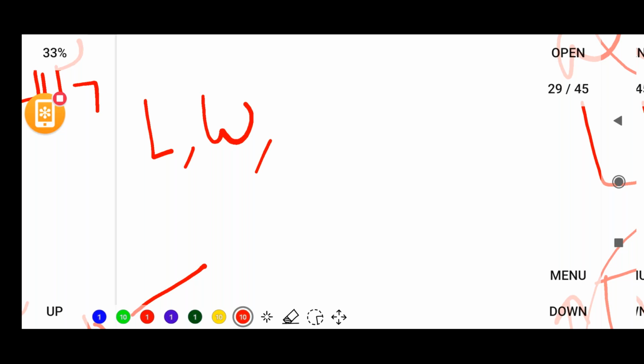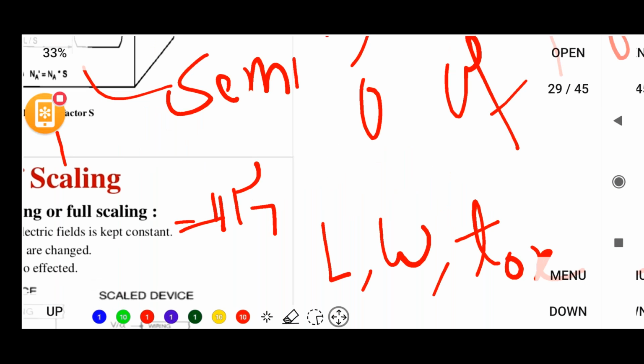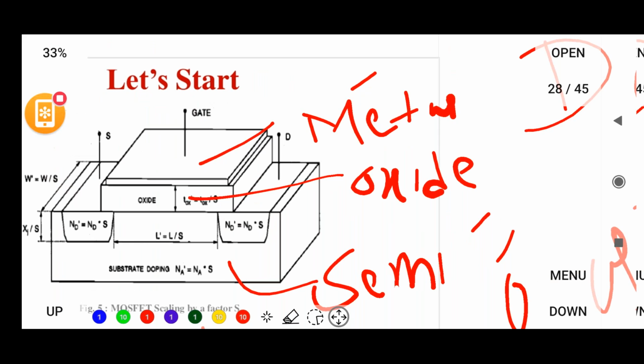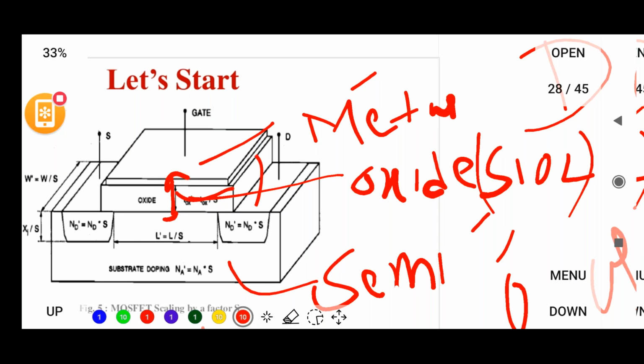One more parameter is TOX. What is the TOX? It is the oxide thickness. Your oxide layer is SiO2, and this dimension is represented by the TOX. This is your TOX, the oxide thickness.